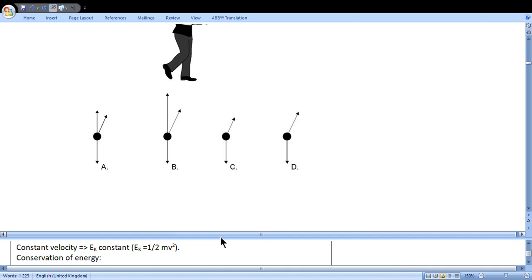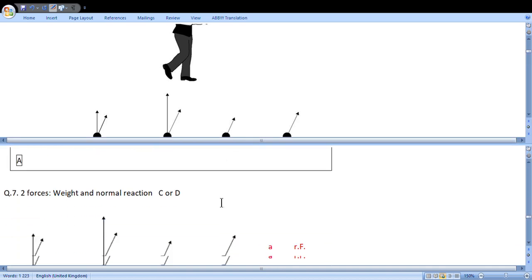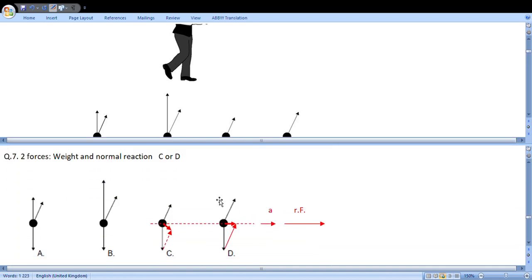So I copied these forces over here. We have two forces, weight and normal reaction. The two forces are C and D, and if we add the two forces, the resultant force in D will be to the right. Acceleration is to the right, so the resultant force should also be to the right, and here it is a bit tilted, so we choose D.